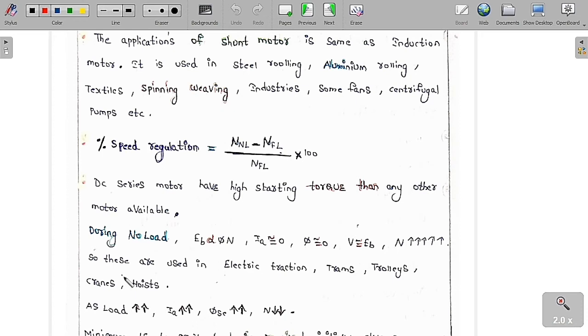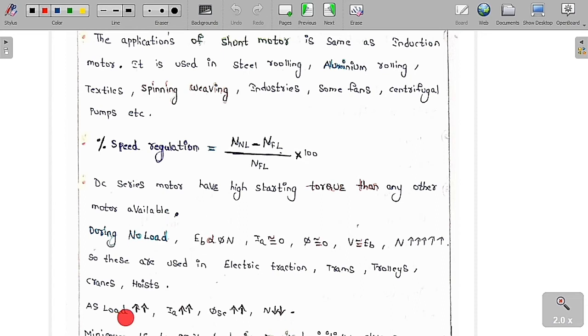Therefore these are used in electric traction, trams, trolleys, cranes and hoists, because there a load is always connected. In these applications, load is always present and we need the high starting torque. Then we prefer the DC series motor.